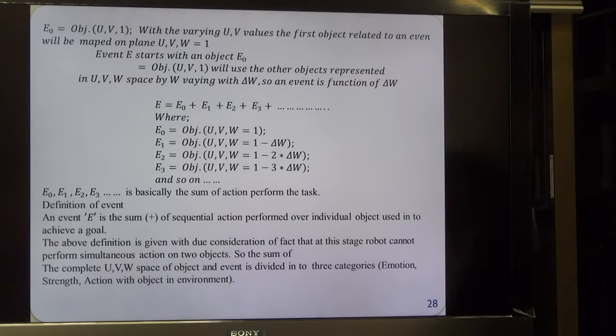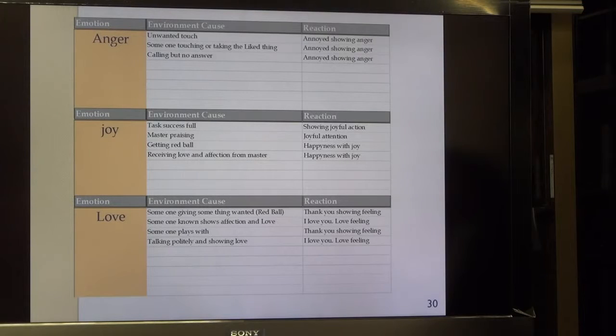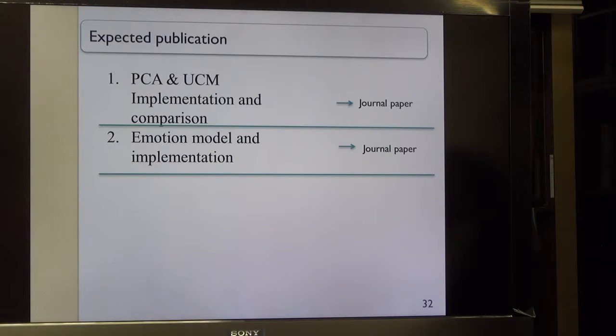This is something that I was expecting to implement, but due to some lack of confidence and some other situations, I could not implement it yet. But I hope soon I will be able to implement it. For that we have to define some robot tasks and robot events that can happen in the environment. So I categorized those events and the categories which the robot can show, and then finally I am supposed to implement it. So this is related to the emotion work that I want to do.